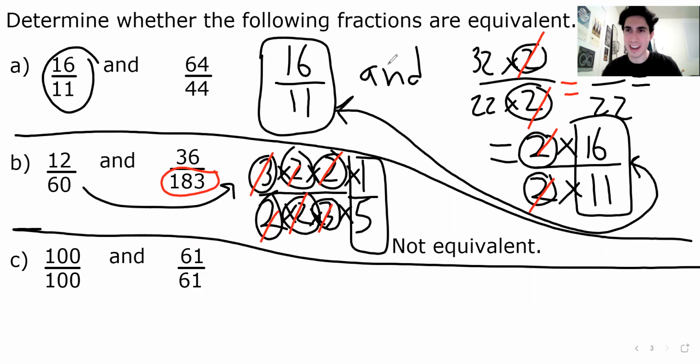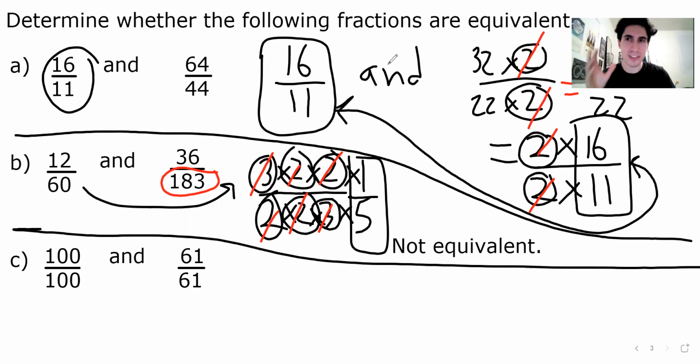And here we're going to end on a nice note. This might look either very simple or very confusing. Example C, 100 over 100 and 61 over 61. You'd be amazed how elusive these fractions can be, and also how helpful they can become later on in math. This is just grade 7, so we're getting started in our high school careers. 100 over 100, does anybody know what this is?